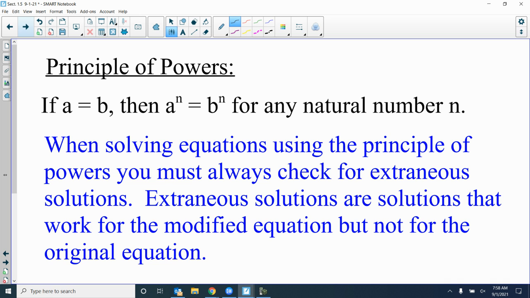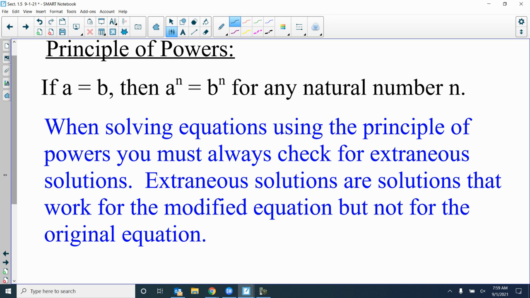But there's a big if. When solving equations using the principle of powers, you must always check for extraneous solutions. Extraneous solutions are solutions that work for the modified equations, but not for the original. It doesn't mean you made a mistake. You did everything right. It just means it doesn't work for the original.